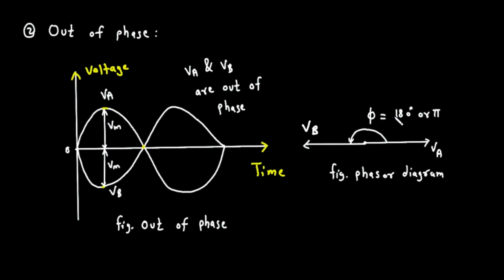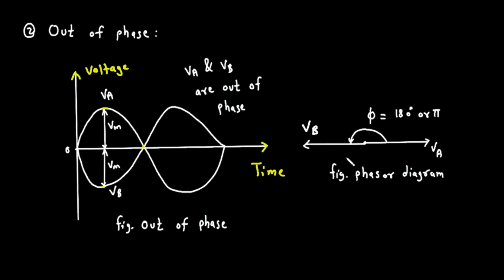The text also says or pi. In angle measurement, 180 degrees is equivalent to a value called pi in radians. So, saying the phase difference is 180 degrees is the same as saying it's pi radians. This is the maximum possible phase difference between two waves.